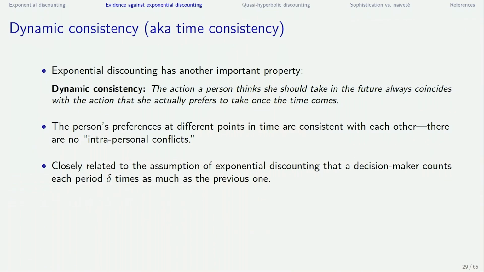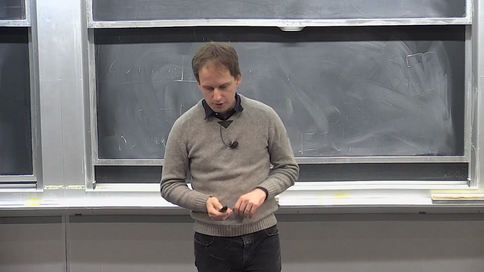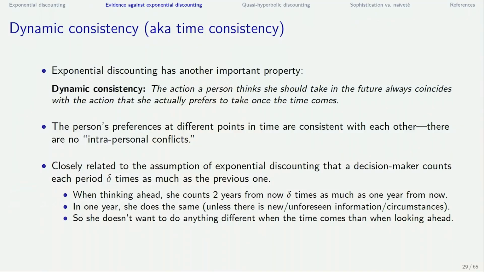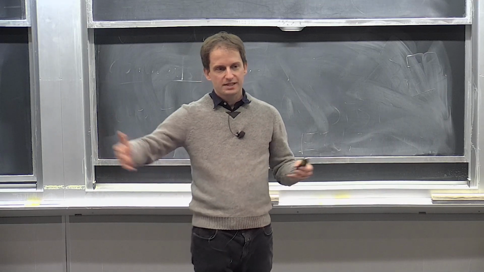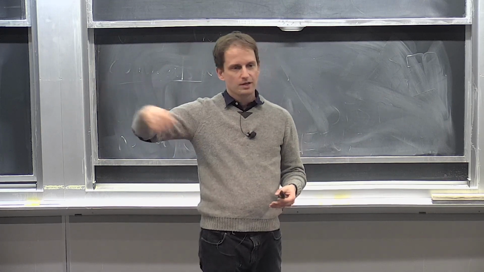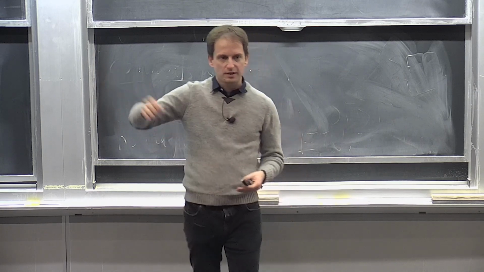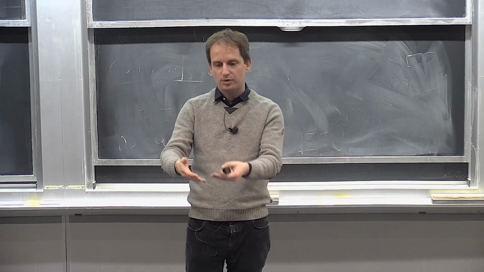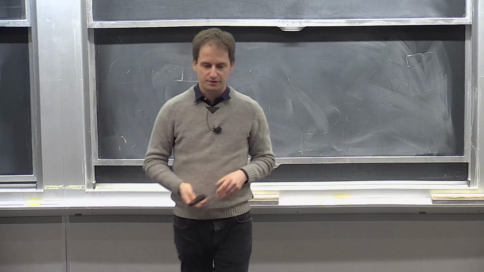And so, put differently, there are no intrapersonal conflicts. That is to say, what I want for the future is also what the future me wants for itself. And that's closely connected to the assumption of exponential discounting. That is to say, exponential discounting has the assumption that how much I care between the present and the future is always determined by delta, and that delta doesn't change over time. So when I think now about what I want in the future between a year from now and 2 years from now, the discounting will always be delta. Once the future comes, the difference between a year from then and 2 years, at the time then, it will be like the present, and a year from now will also be delta, so there's no difference there.